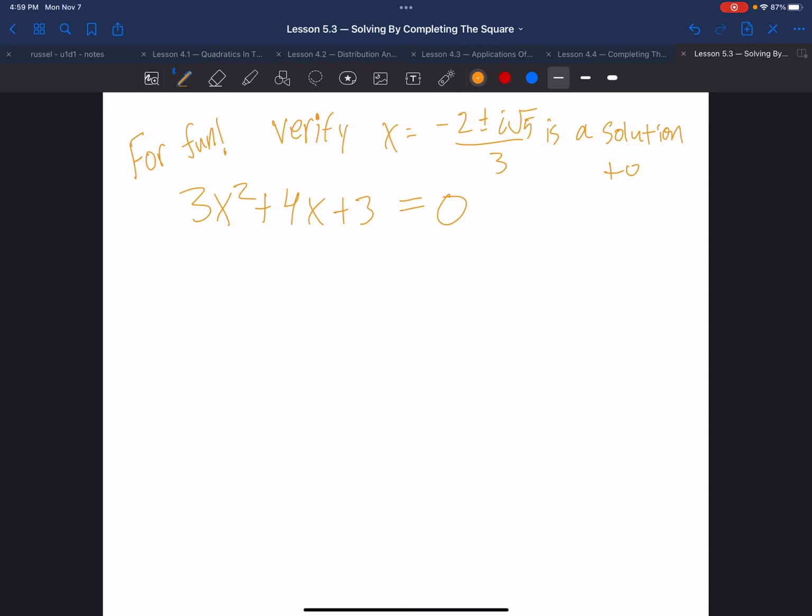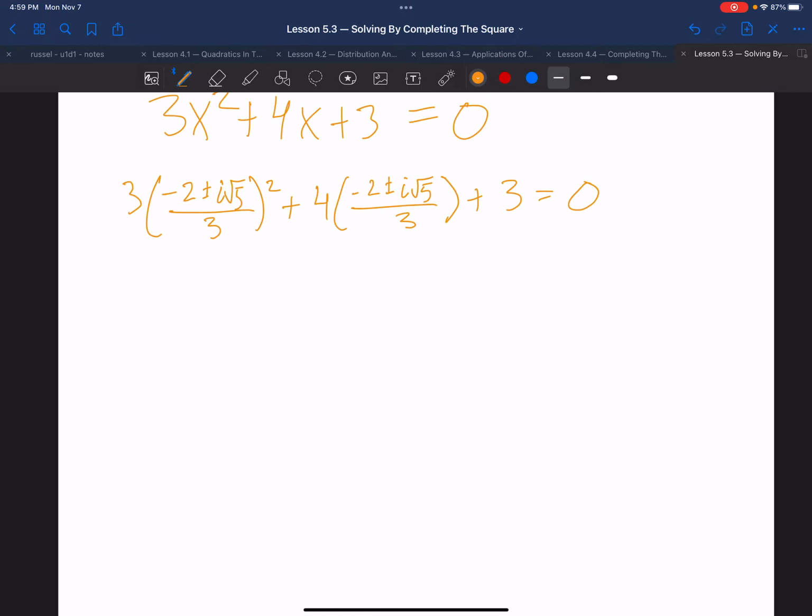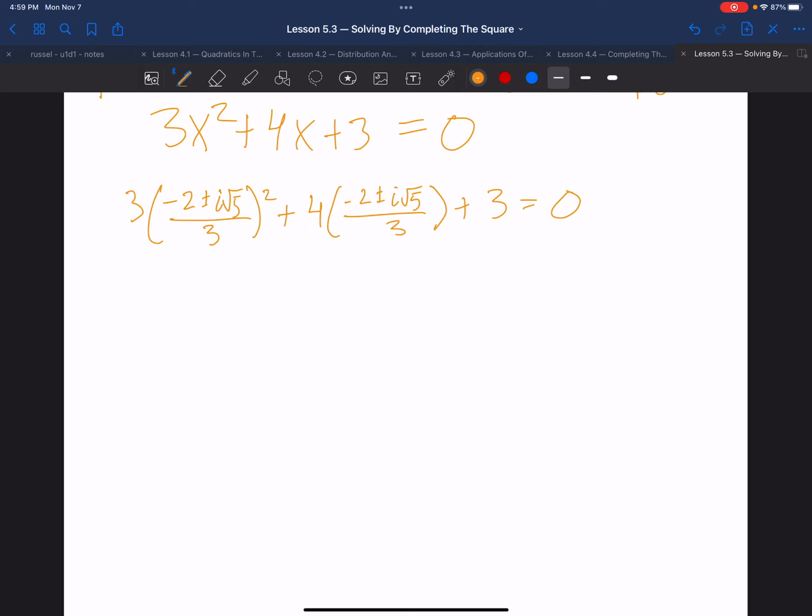Okay, so the idea is that if I put this number into this function, it should make it equal to 0. So let's see if that's true. 3 times negative 2 plus or minus i root 5 over 3 squared plus 4 times negative 2 plus or minus i root 5 over 3 plus 3 equals 0. Now I'm going to do some tricky business here, okay?